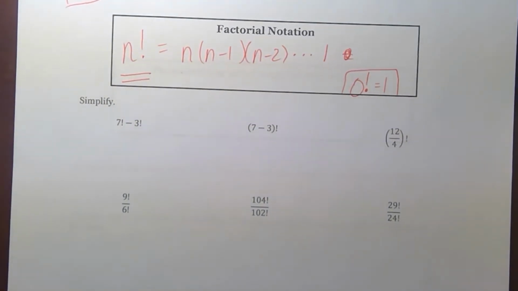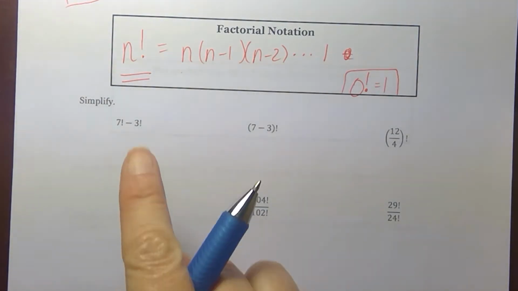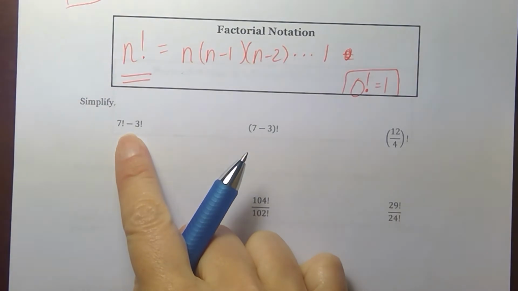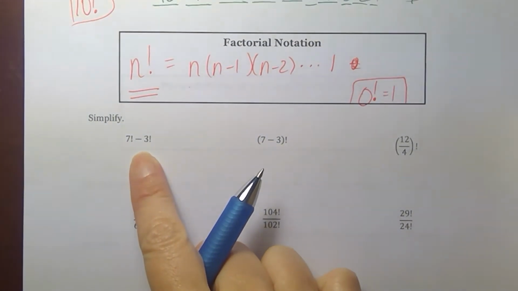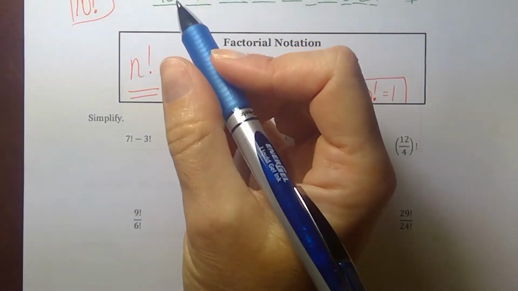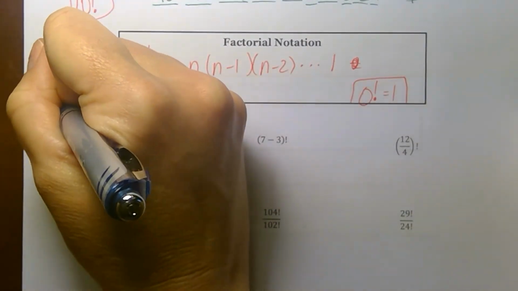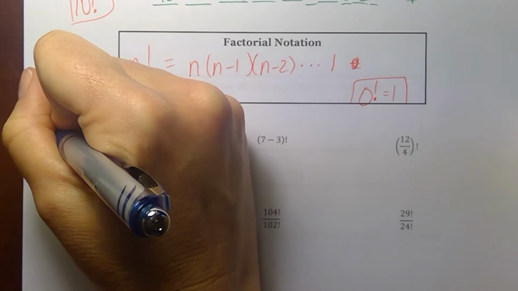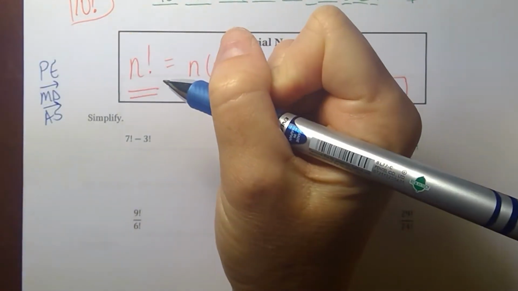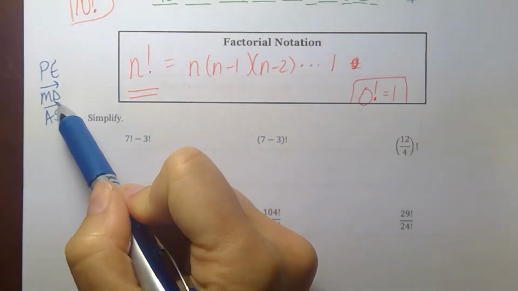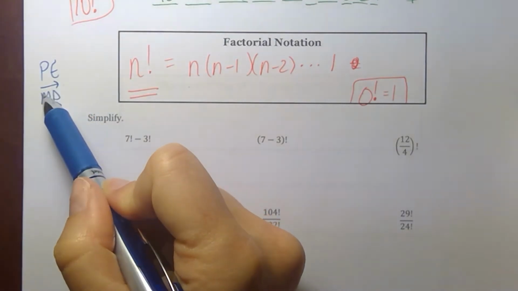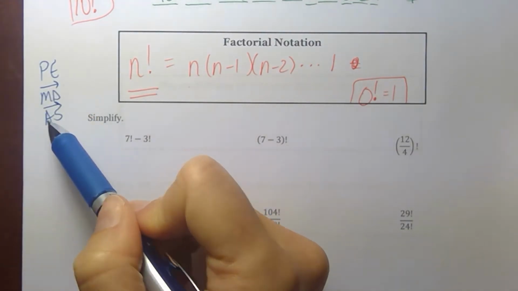All right, order of operations with factorials. Make sure that you're following correct order of operations even when you are doing a factorial problem. For example, multiplication is more important than subtraction, right? Our order of operations is parentheses and exponents first, then we multiply and divide from left to right, and then we add and subtract from left to right. So multiplication and division comes before addition and subtraction.